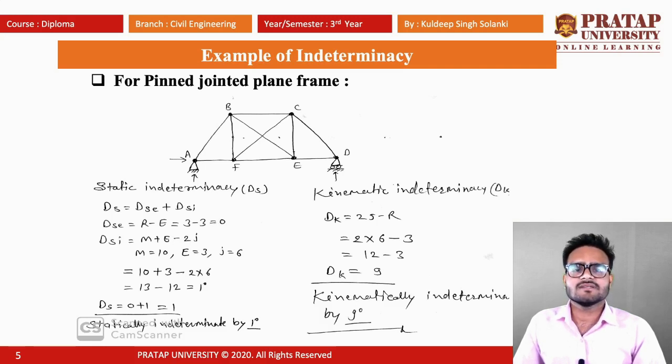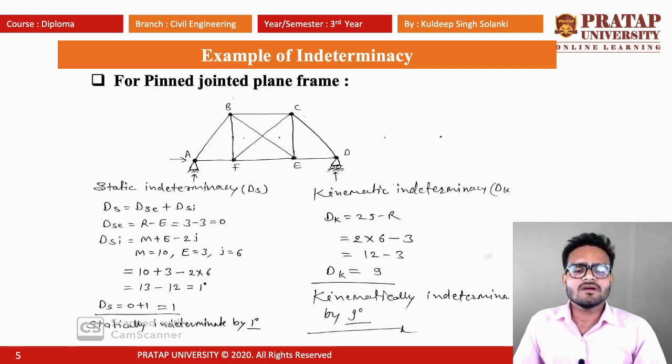Our structure is statically indeterminate by 1 degree. Why 1 degree? Because the value of DS is equal to 1. So we can say our structure is statically indeterminate by 1 degree.